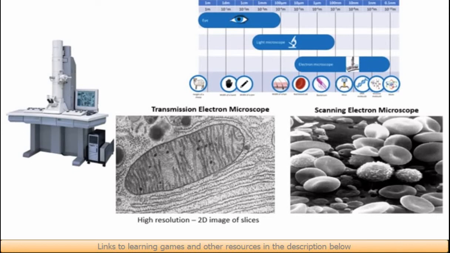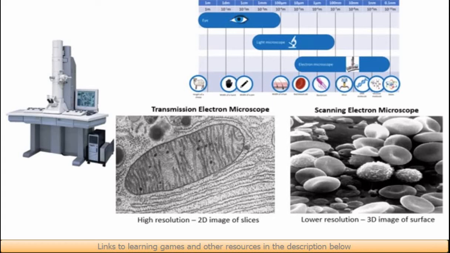In scanning electron microscopes, the electrons are bounced off the surface, and that gives a three-dimensional aspect to the image. Scanning electron microscopes reveal surface details of three-dimensional objects. The resolving power of these microscopes is around 10 nanometers, so the images that are obtained tend to be of lower magnification than those from transmission electron microscopes.